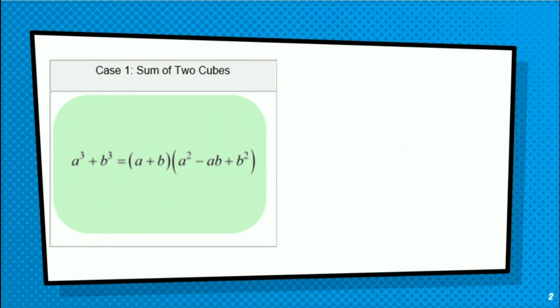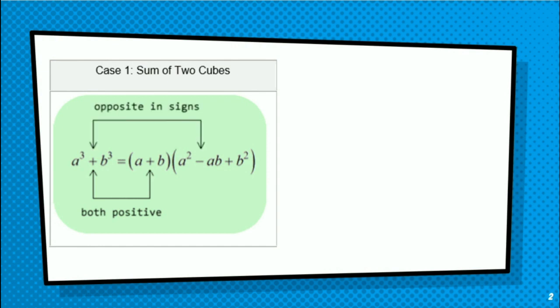For sum case, the binomial factor on the right side of the equation has a middle sign that is positive. In addition to the sum case, the middle sign of the trinomial factor will always be opposite the middle sign of the given problem. Therefore, it is negative.